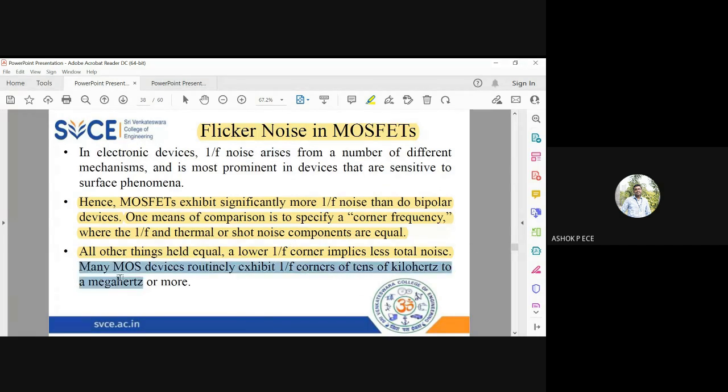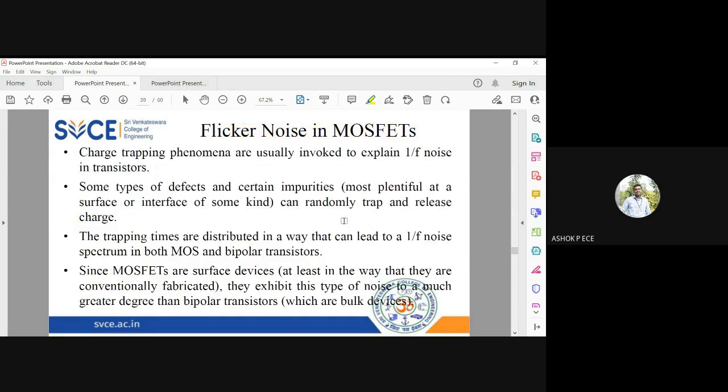So they have done this experiment in MOSFET and they found that this corner frequency is tens of kilohertz to megahertz. So in the range of tens of kilohertz to megahertz, relatively all the components of noise are equal, and when you average out noise, it is going to be a minimal quantity. So the effect of noise is going to be literally minimal. Okay, that is what is meant by the corner frequency.